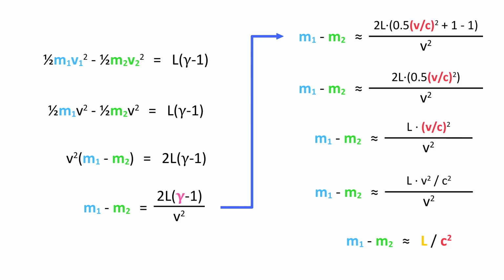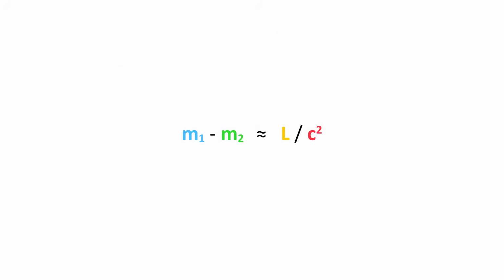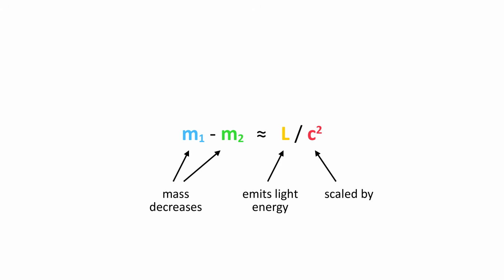Replacing gamma with this technically breaks the equation, but it should still be approximately accurate at most velocities. And by doing so, the right side simplifies all the way down to L over c squared. All of this together means that if an object emits L joules worth of light, its mass decreases by L over c squared. Since it's a loss, not a gain, delta m equals negative L over c squared.